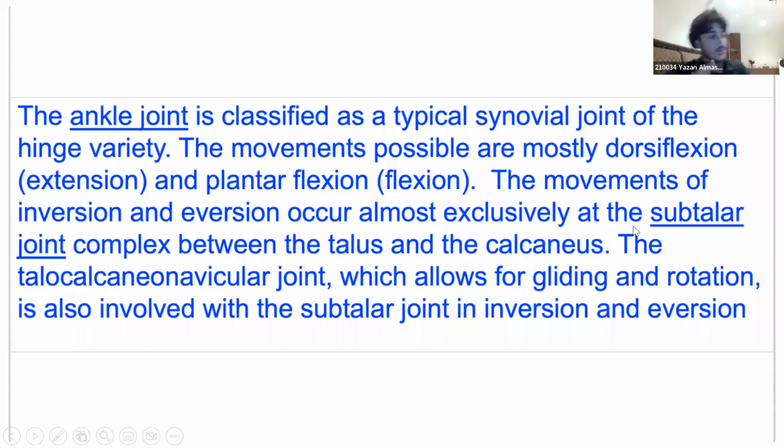Now, this is an important concept. In the ankle, this is going to sound weird, but we have two joints: the ankle joint and the subtalar joint. Why is this important? Because a question might come, for example, that someone cannot evert his foot. Which joint is affected? And you're going to say the ankle joint. This is incorrect. The ankle joint is only responsible for plantar flexion and dorsiflexion.